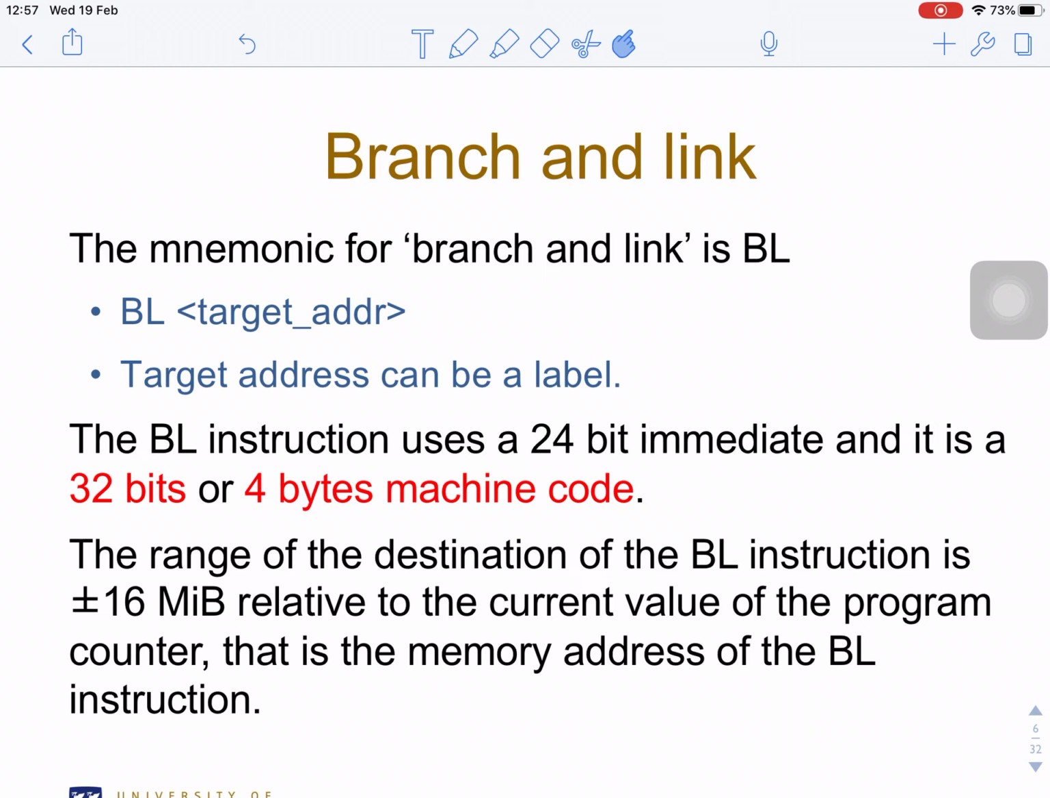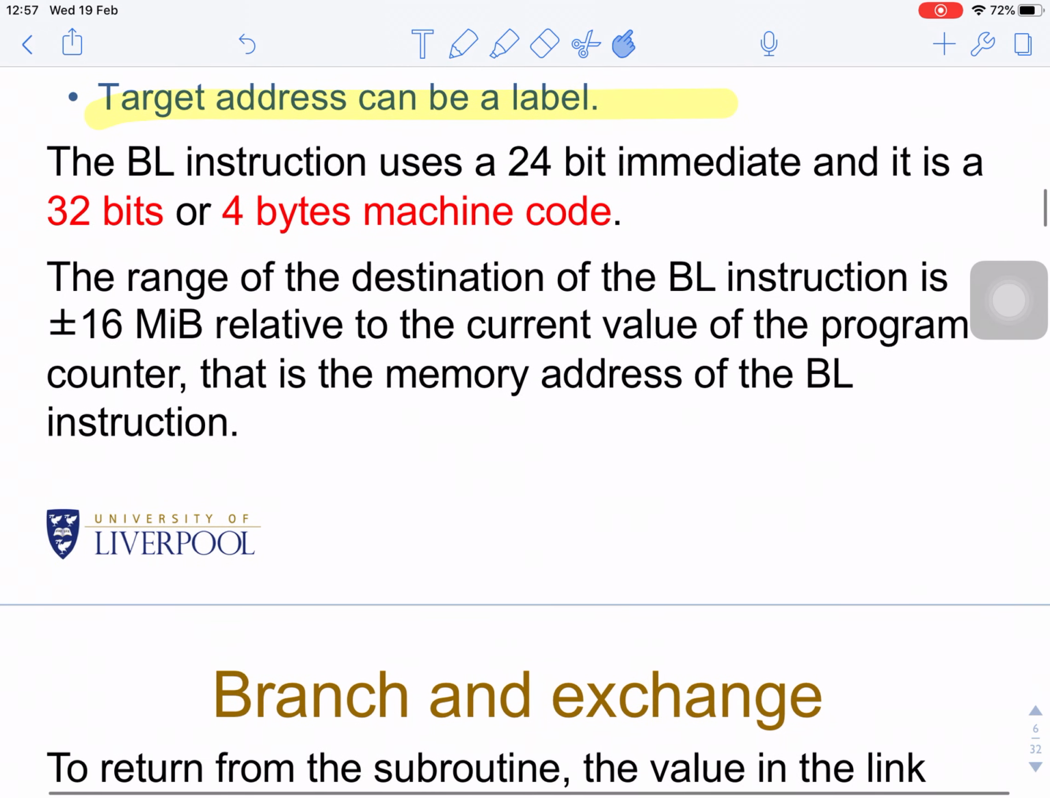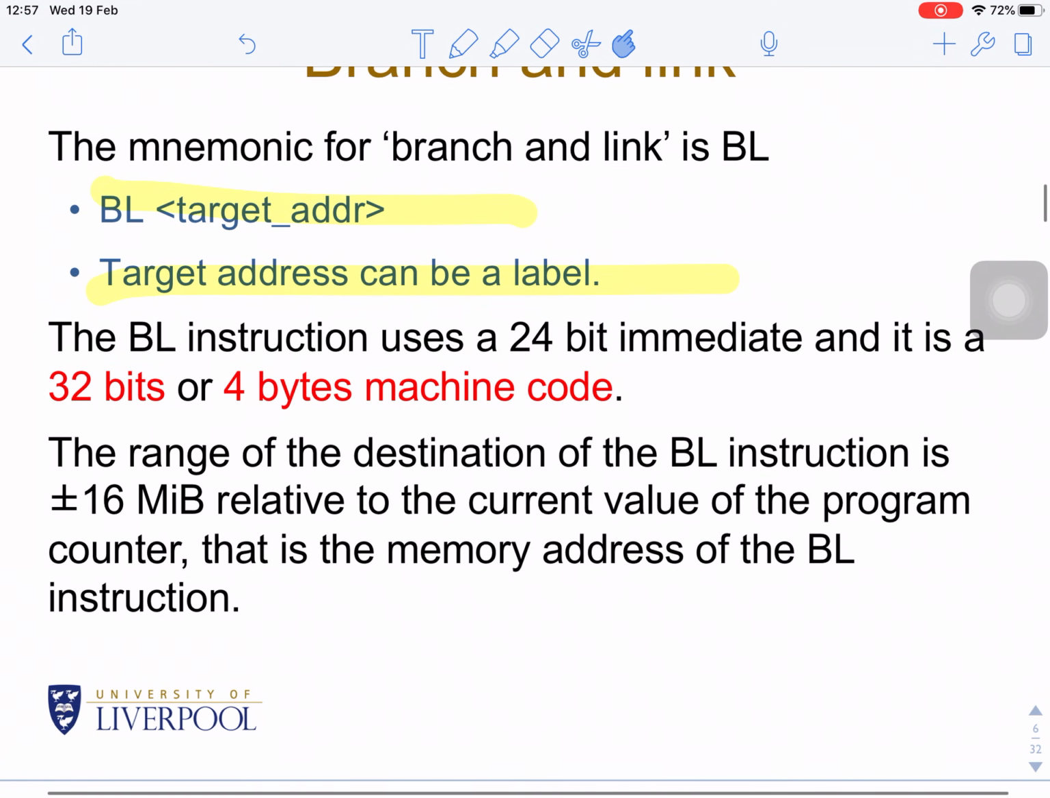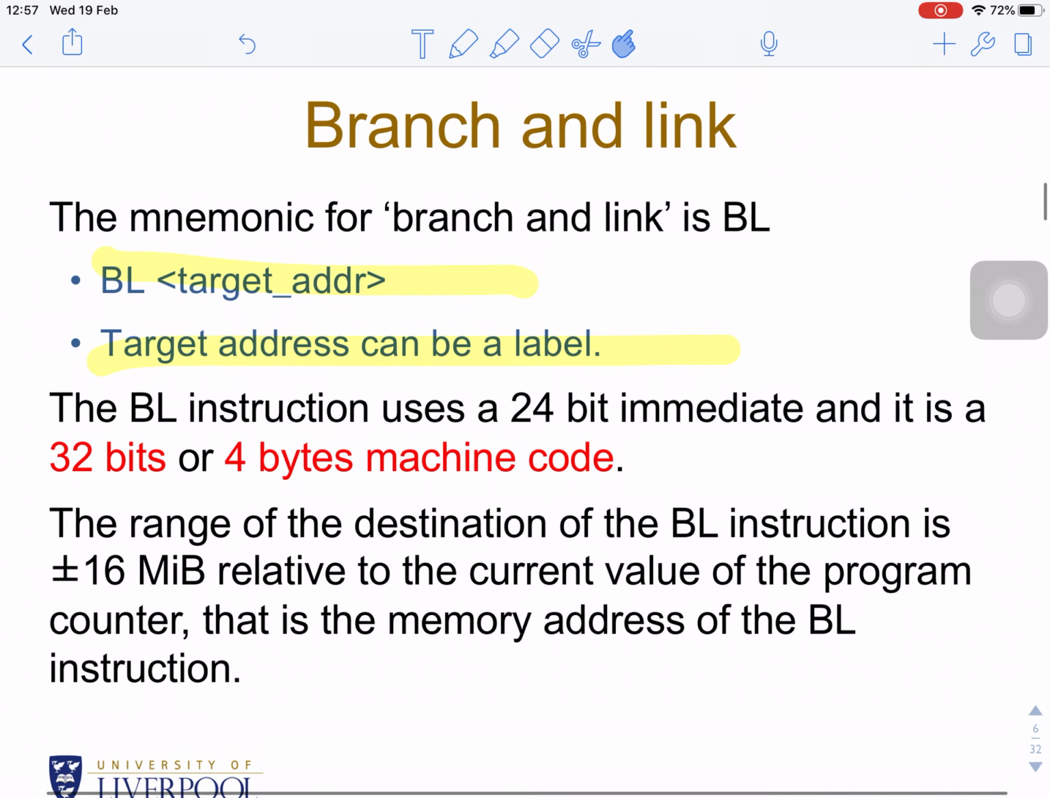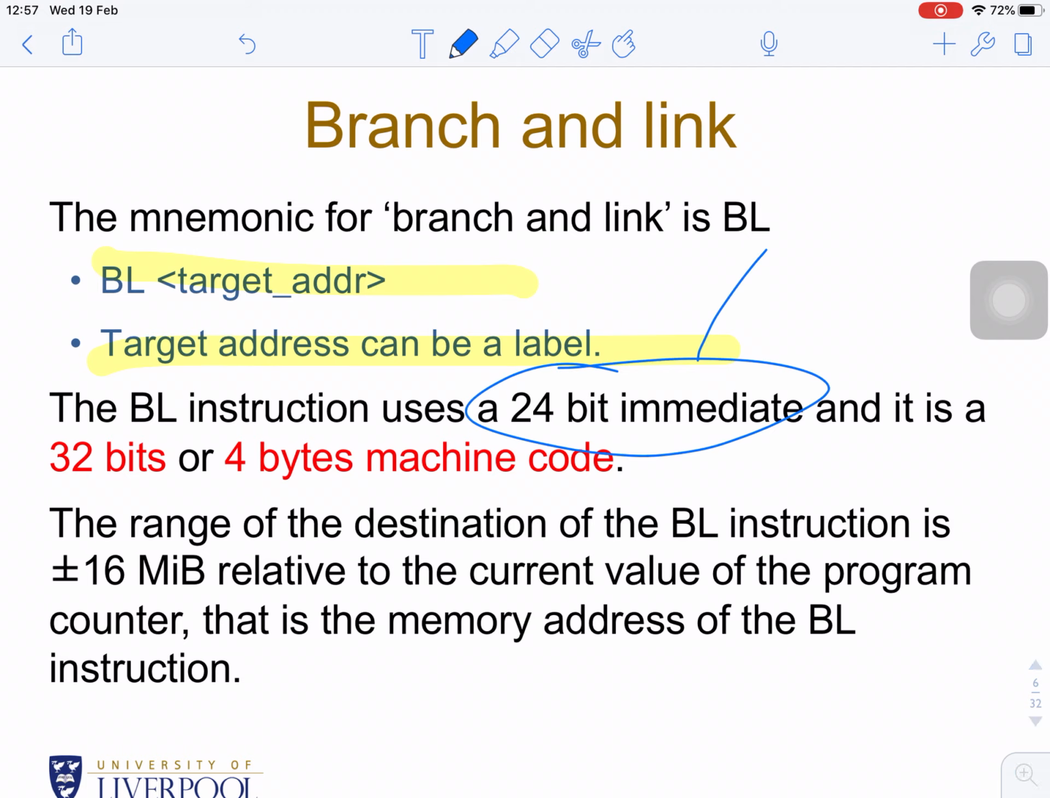The mnemonic for branch and link is BL, and it is like a branch to a larger address, where the target address can be a label. The BL instruction uses a 22-bit immediate, and it is 32 bits, a 4-byte machine code. I'm not sure why it's 32 bits. BL uses 32 bits. That's very interesting.